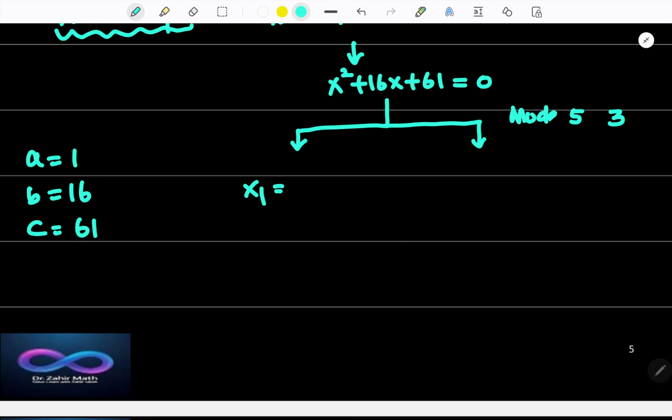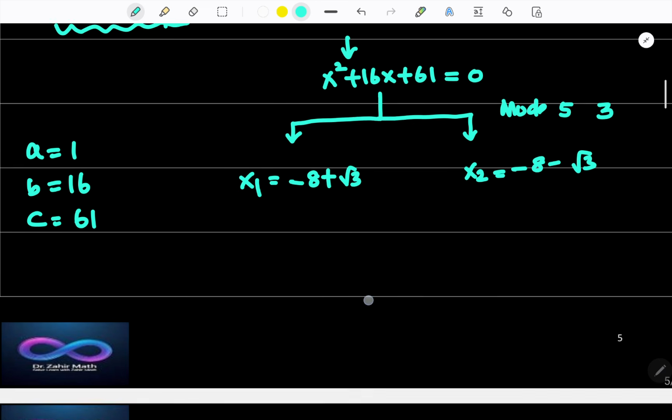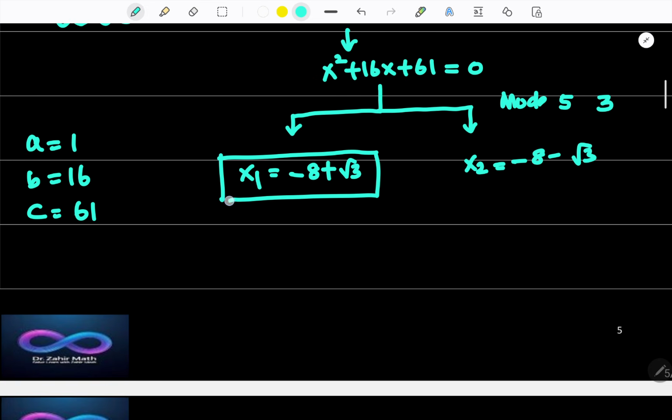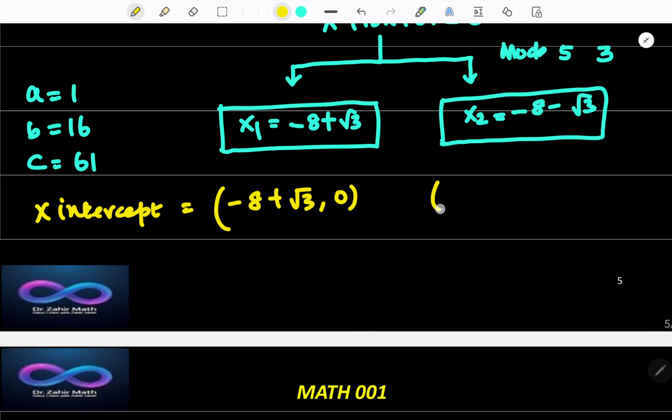You get x1 is equal to minus 8 minus root 3, and x2 is equal to minus 8 plus root 3. Clear everybody? I think you got pluses. The first one is plus in the calculator. The second one is minus. Okay. So this is your x-intercept? No. The x-intercept is what? Comma 0. So therefore x-intercepts is equal to minus 8 plus root 3 comma 0 and minus 8 minus root 3 comma 0.